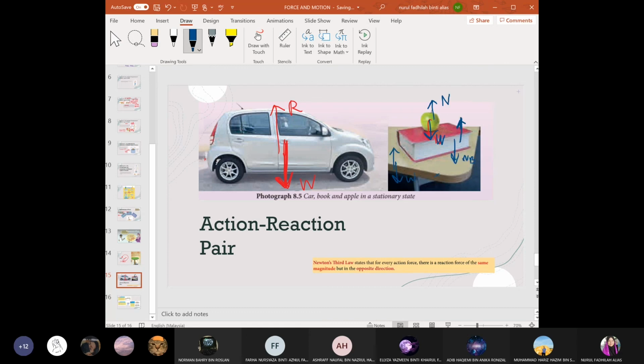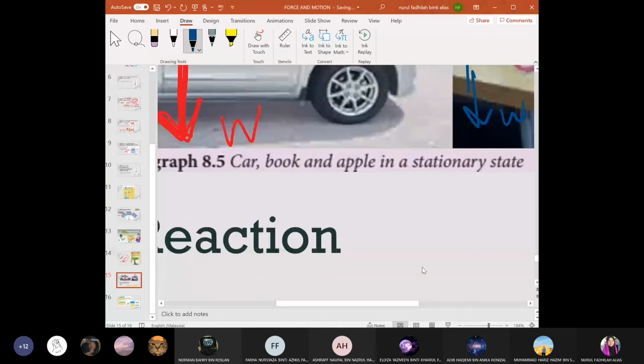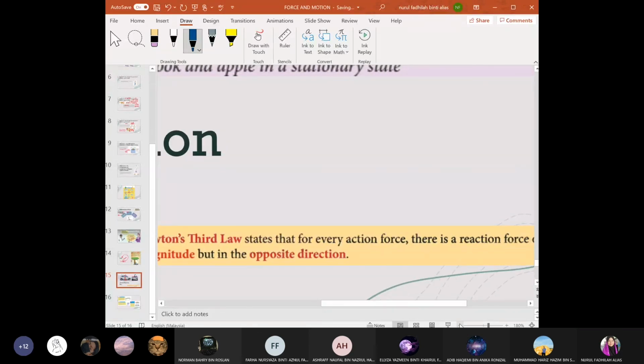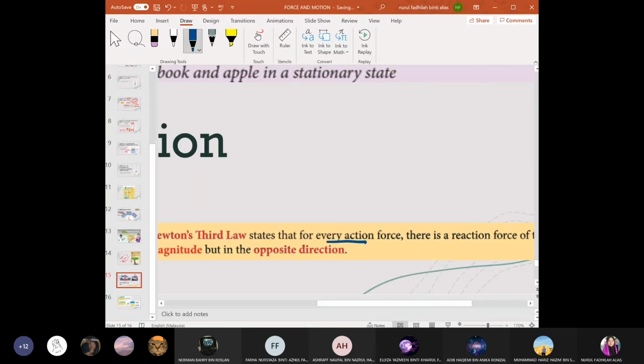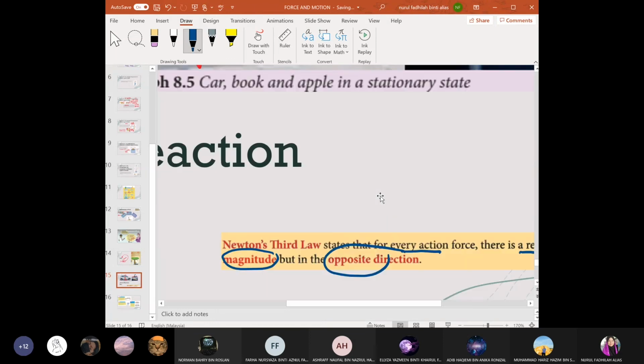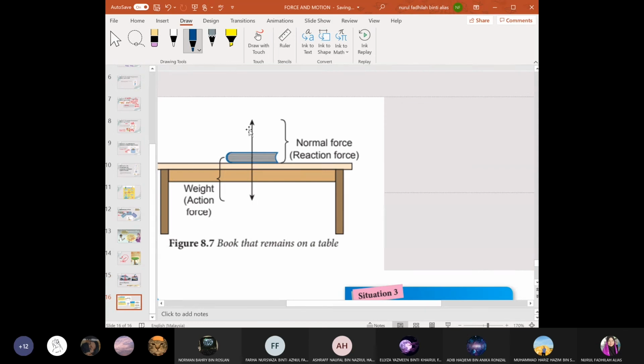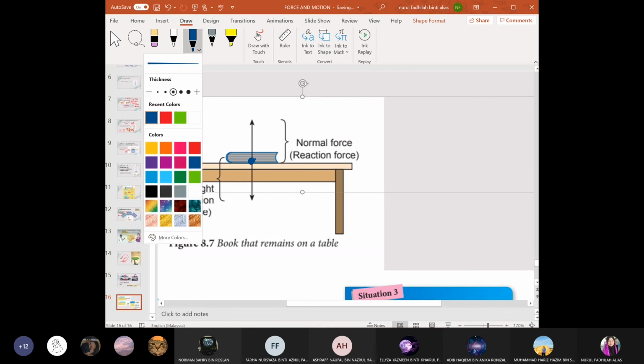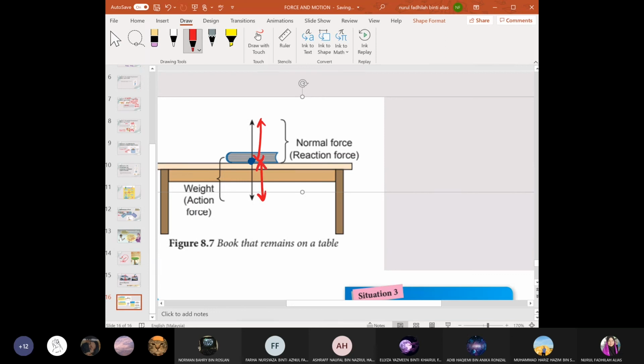So this is explained by Newton's third law. So Newton's third law states that for every action force, there is a reaction force of the same magnitude but in the opposite direction. Okay, awak kena tahulah. So Newton's third law, same magnitude but opposite direction. Okay, so tengok gambar tadi. Same magnitude. So bila awak kena lukis kalau dalam exam kena lukis, awak kena lukis dia sama panjang. Ni sama panjang dengan ni sebab same magnitude tapi beza direction.